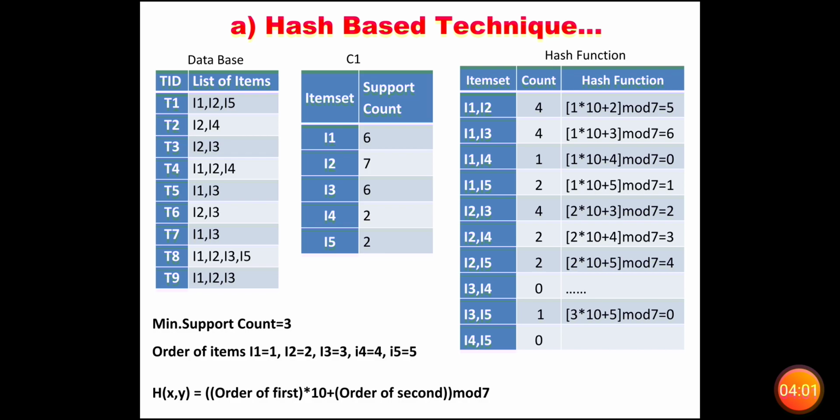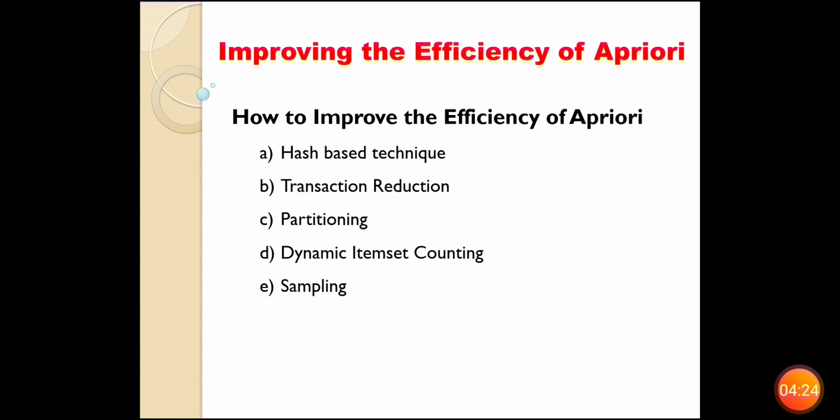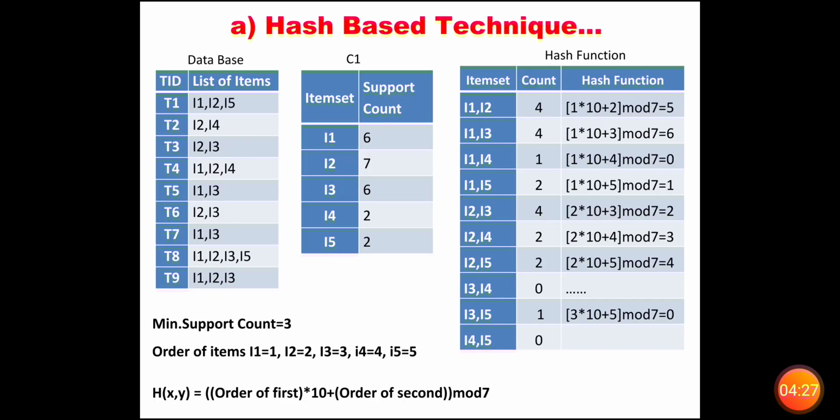For example, transaction T1 has item sets I1, I2, I5. T2 has items I2, I4. T3 has item set I2, I3. T4 has item set I1, I2, I4. I1, I3, like that. We have up to T9. So this is a basic database, and the minimum support count is 3.